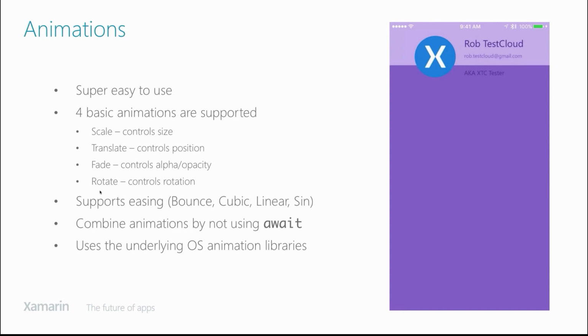And then you can combine animations. You don't have to always await your animations. So if you wanted to kick off 2 animations on the same element, let's say you wanted to rotate it and fade it, or you wanted to translate it, so move it away and fade it, you can do those at the same time by not awaiting the first animation. So it's pretty simple. Just don't await the first one, execute the second one, and then await the second one.